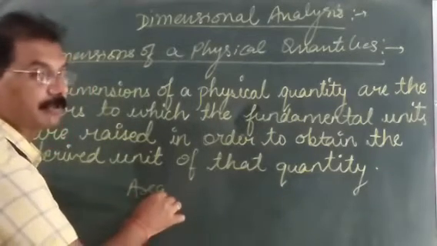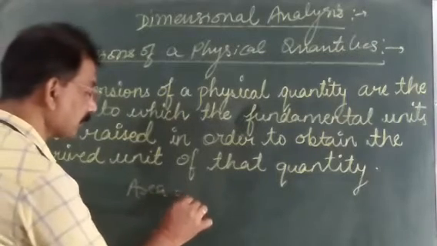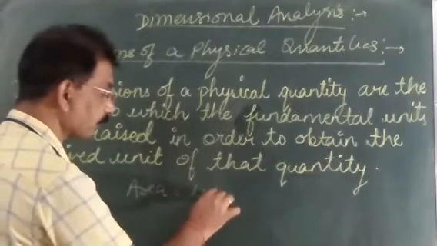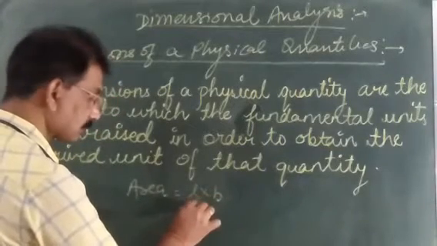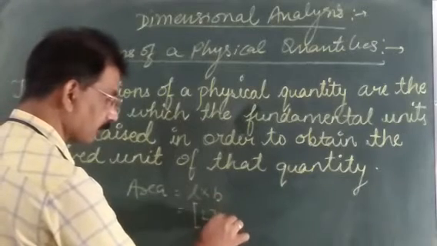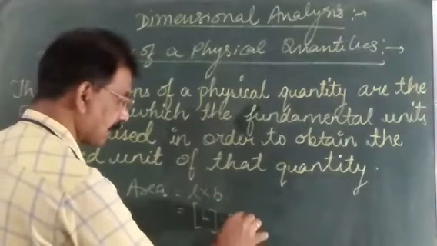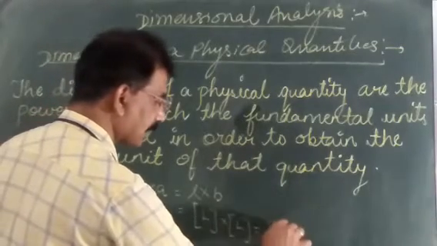Area is a derived unit, and suppose your aim is to find the dimension of area. So you know area is equal to length into breadth. Length, what notation we will use? L. And for breadth also we will use L. It means L into L becomes L square.